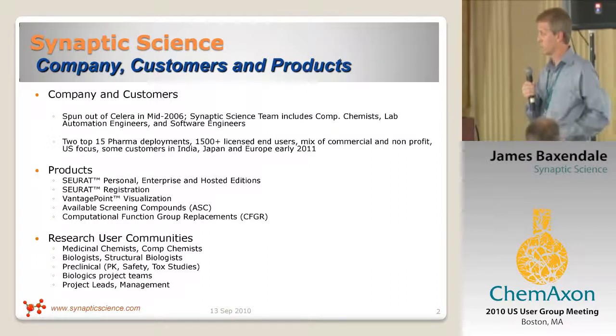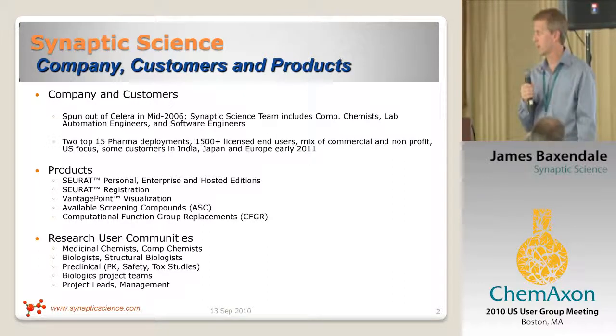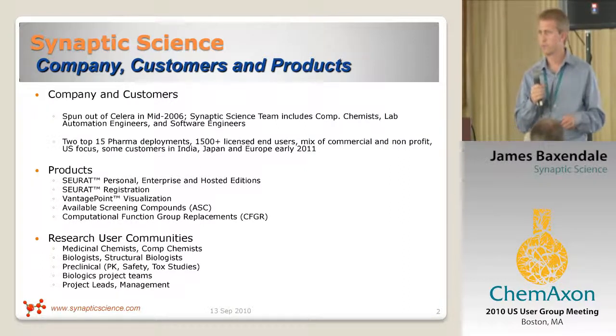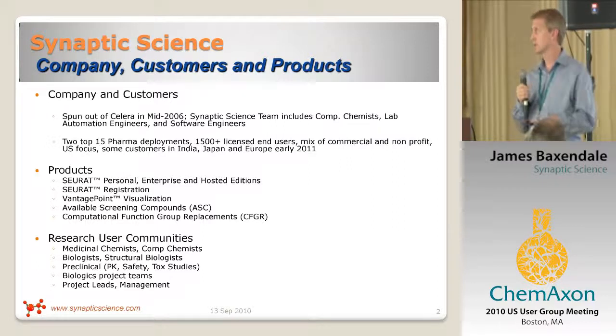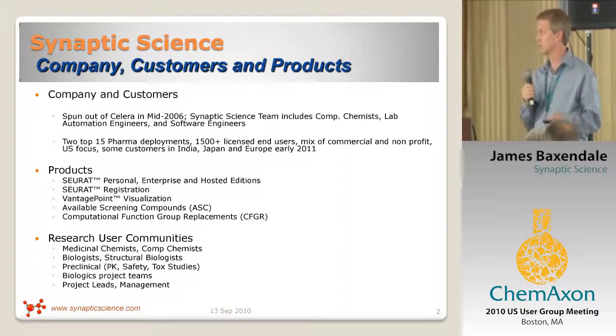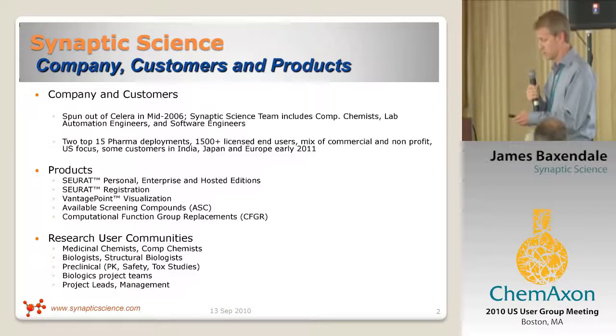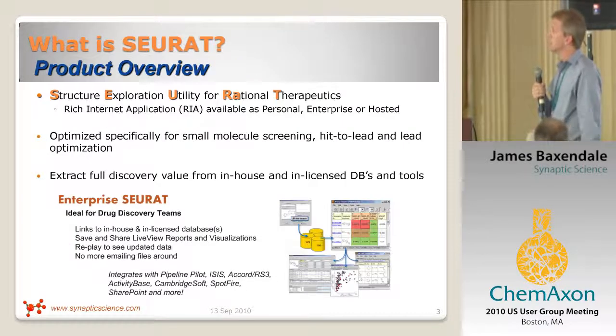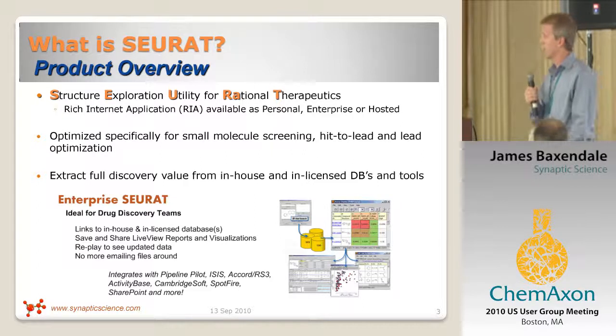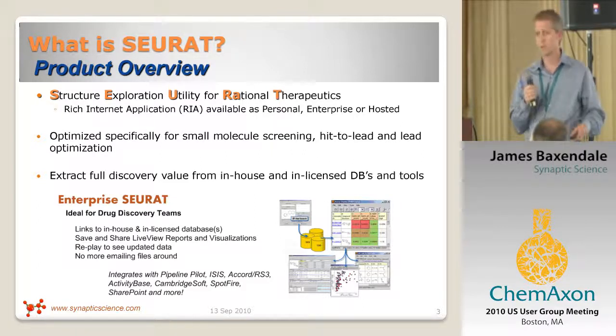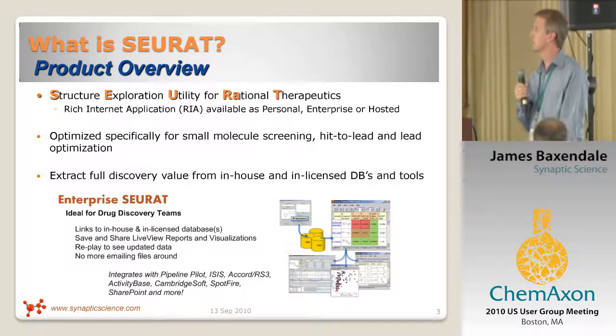And then on the bottom, we're trying to make the point here that SEURAT is meant to be used by every member of the project team in a small molecule drug discovery environment, and we are also starting to support efforts in biologics as well. That's medicinal chemists, comp chemists, biologists, structural biologists, preclinical, through DMPK and safety and tox, as well as the project management. And a little bit more, because we don't have much time, about SEURAT only. If you want to learn about the other products, come and talk to me in the exhibit area.